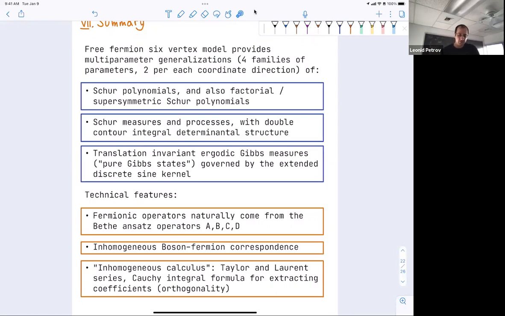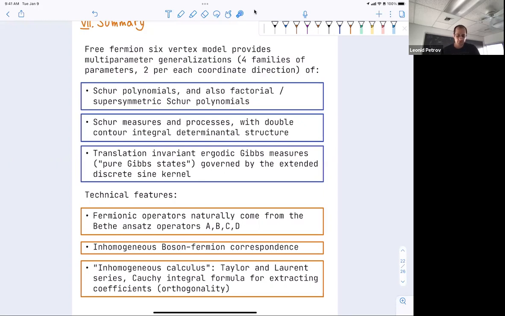So this defines generalizations of Schur polynomials, Schur measures and processes, which are the random ensembles I talked to you about. And then we get asymptotics. In the bulk, we get the deformation of the pure states. So we can introduce 4 sequences of parameters in this discrete sine kernel. Previously it was not known. There were known generalizations for inhomogeneity only in one direction, but not in both directions in the lattice.